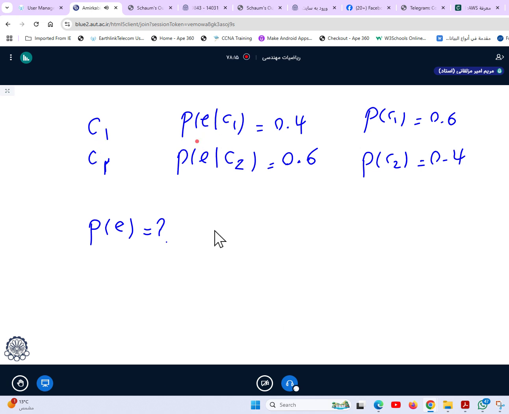We know the probability of error conditioned on class 1 is equal to 0.4, and the probability of error given class 2 is equal to this value. The probabilities of the two classes, class 1 and class 2, are given to us, and we should compute the probability of error without any conditions. Here we have the conditional probabilities and we have the probability without any conditions.